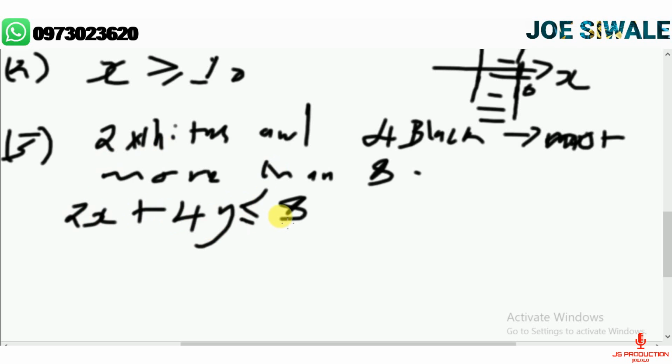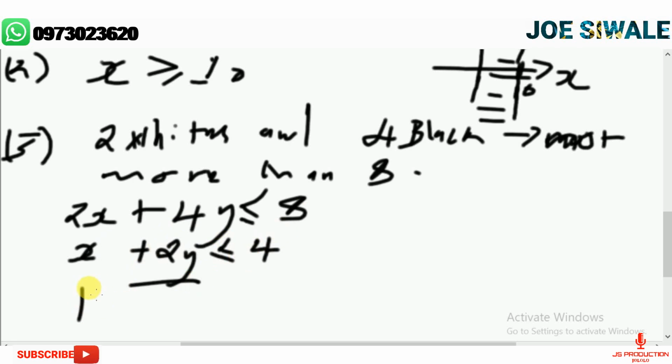And to draw that inequality on the graph, the first thing that I'm going to do is to get my points. So I can simplify this. If I divide by 2, I'll get x plus 2y is less than or equal to 4. And from here I can make a small table of values.